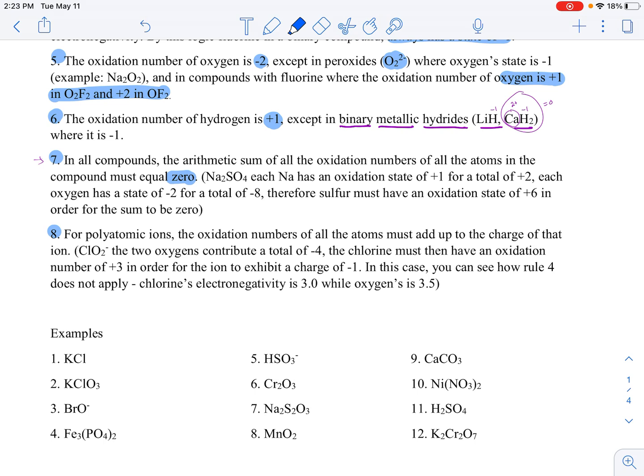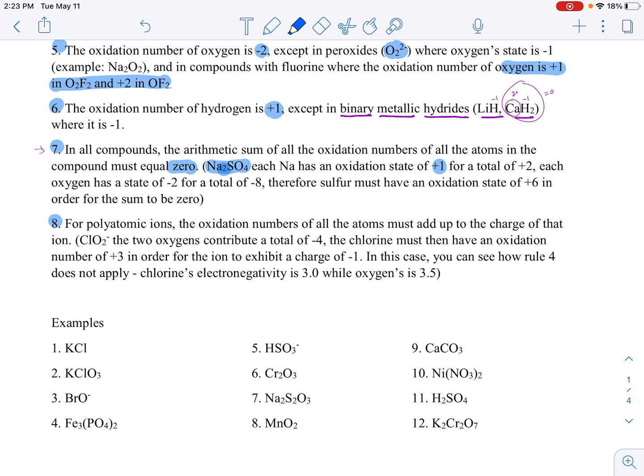This is kind of like charge. The overall charge is also 0 in ionic compounds. If we look at this as an example, Na2SO4, we know that each sodium has an oxidation state of +1. There's 2 of them, so it's a total of +2. I know that sodium has an oxidation state of +1 because it's an alkali metal, therefore it's +1. The oxygen has a state of -2.